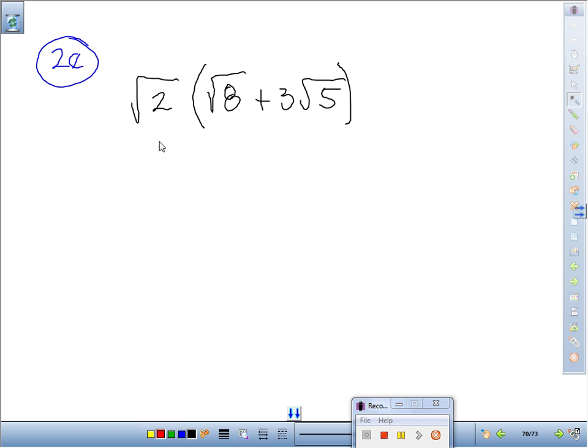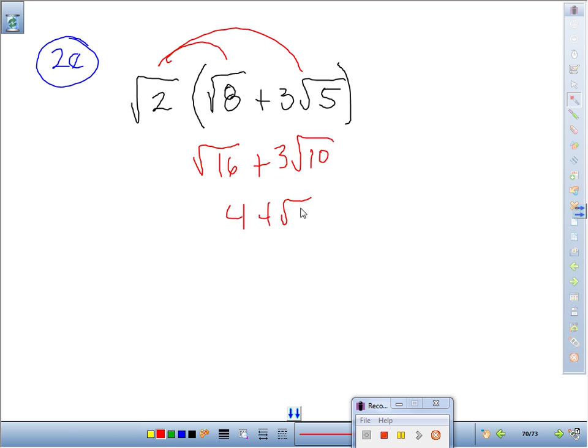Okay, let's see. I'm going to distribute. This becomes square root of 16 plus 3 square root 10. Are we there? Yeah. What is square root of 16? 4 plus 3 square root 10. Since the 10 only becomes 2 times 5, we cannot find the square root of 5 or 2. We're done.